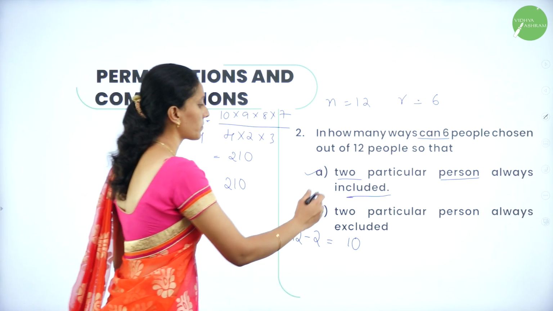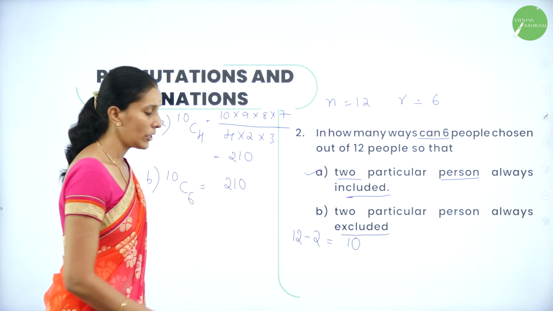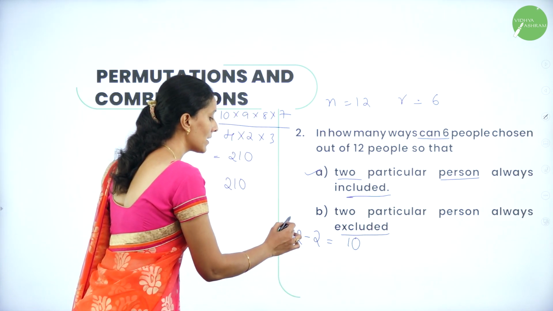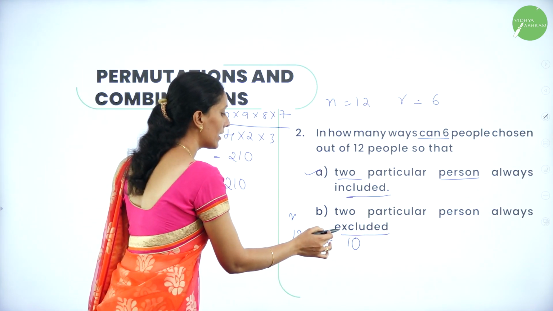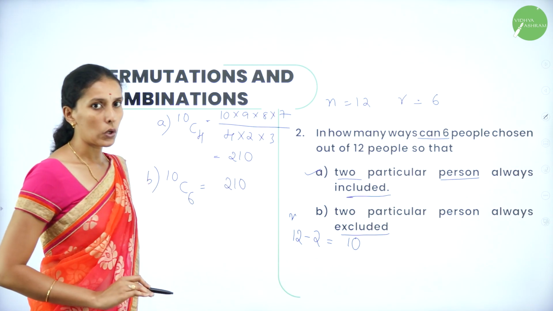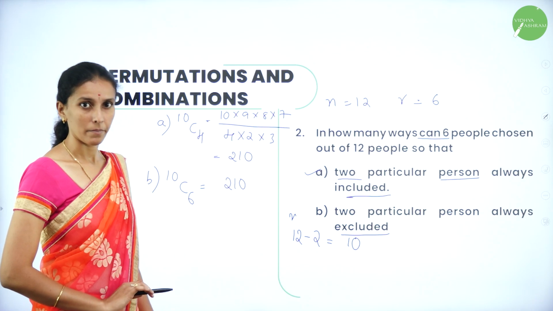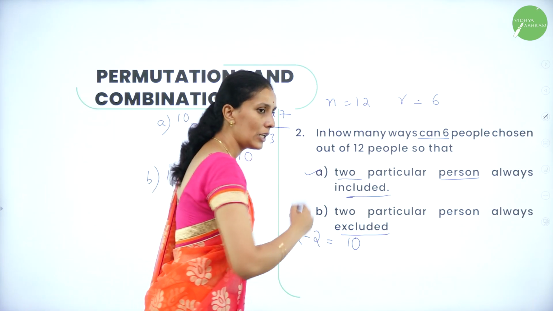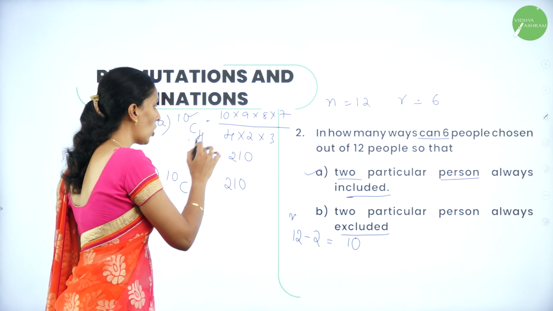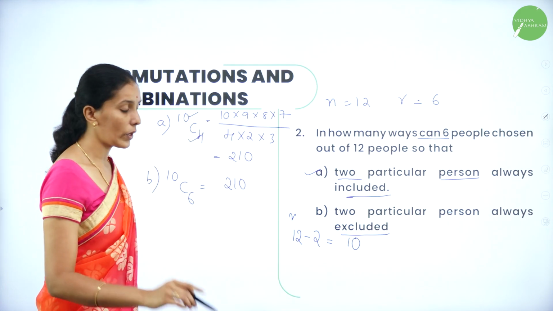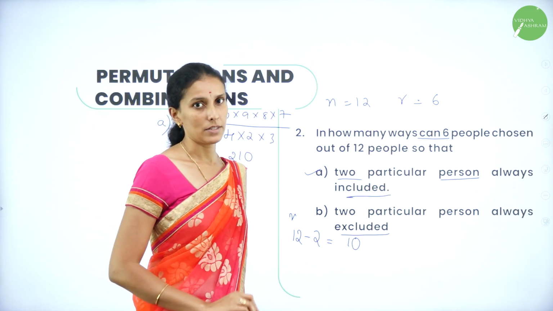Therefore, whenever it comes to the excluding part, you have to remove the total number of persons from N only, not from R. Only when it is excluded, you can remove the total number. So the total number changes and R remains the same. But in case of included, you have to remove the person in N and also in R. In case of excluding, only in N you should remove the total number of persons.